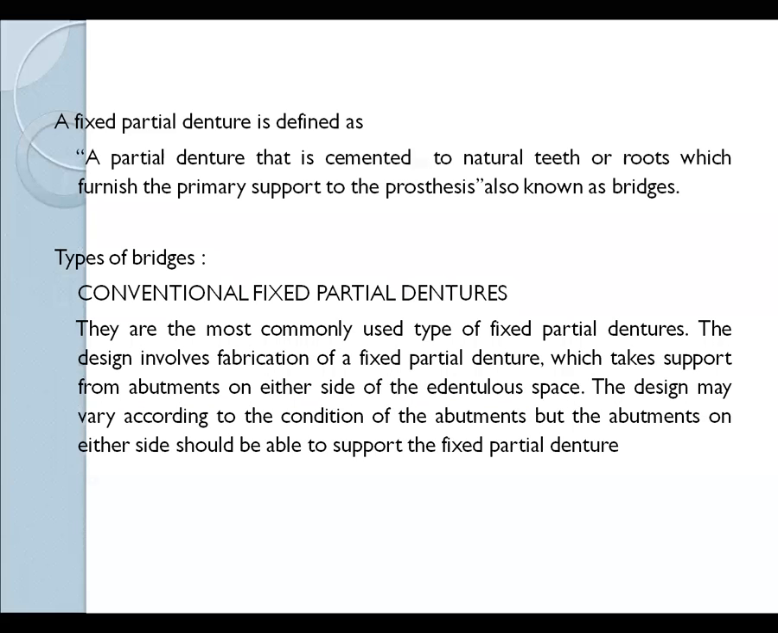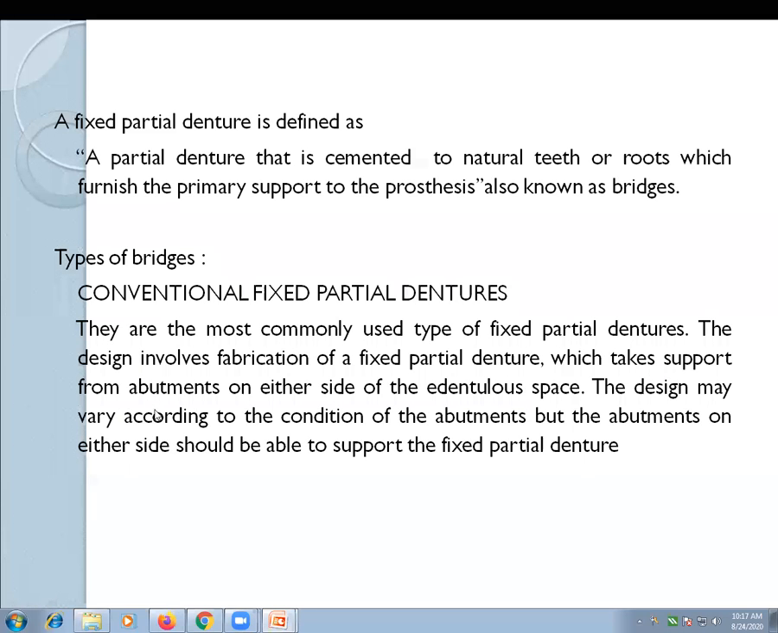The types of bridges are: first is the conventional fixed partial denture, which is the most commonly used type of fixed partial denture. The design involves the fabrication of the fixed partial denture which takes support from the abutments on either side of the denture space. We will see in the picture what is the conventional fixed partial denture. It mainly states that it takes support from the abutments on either side.